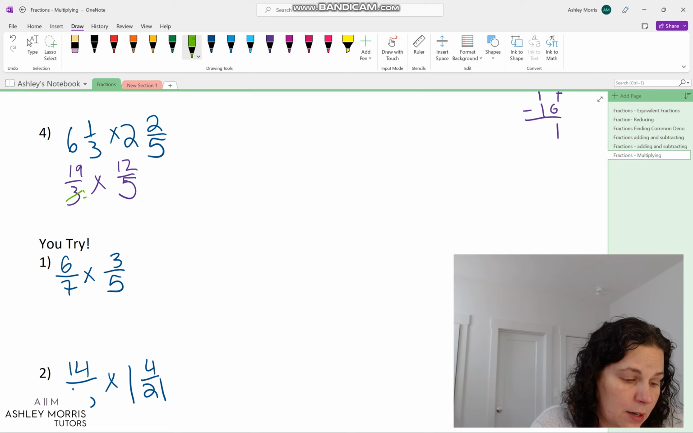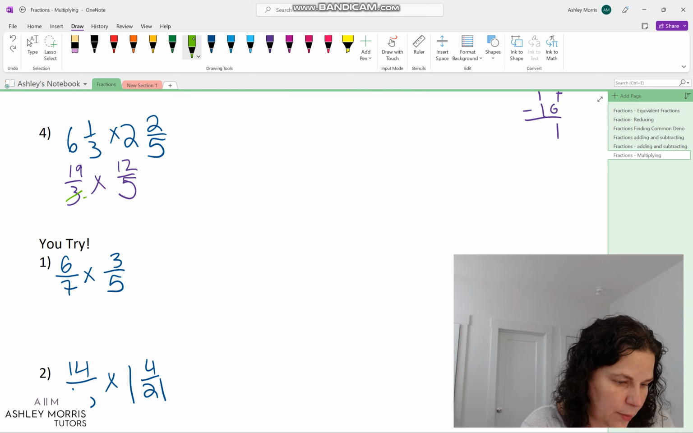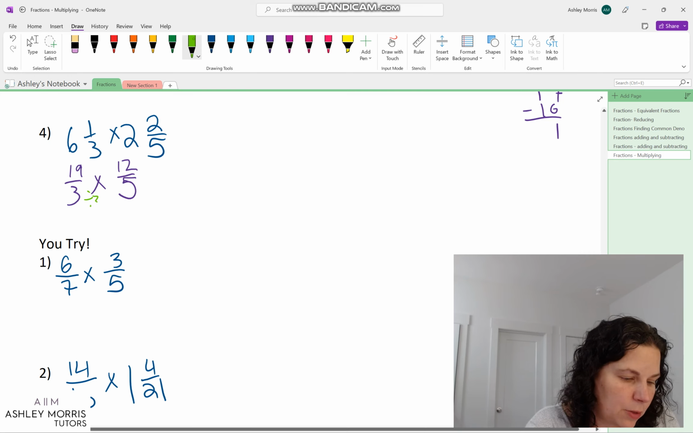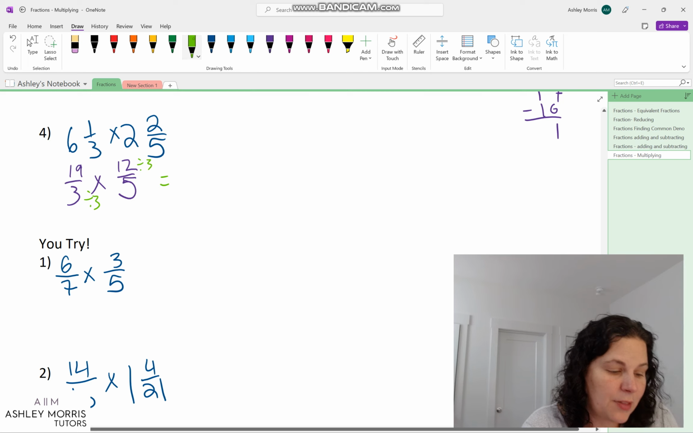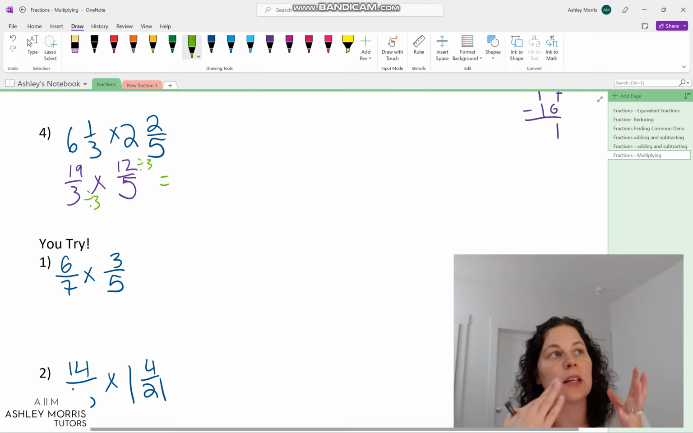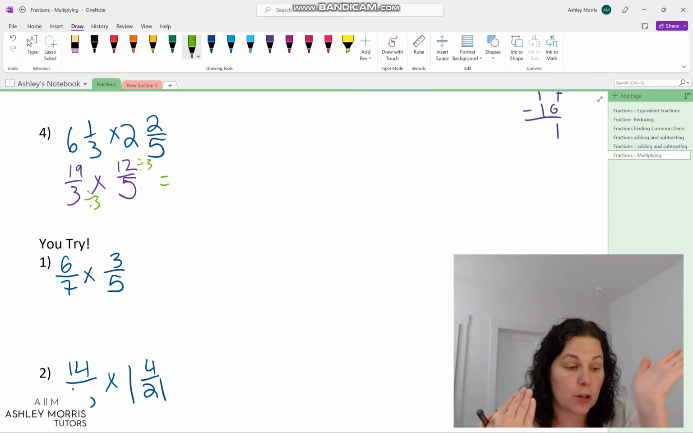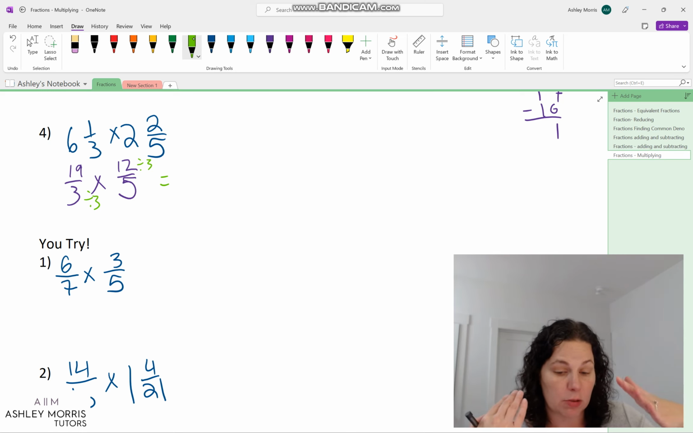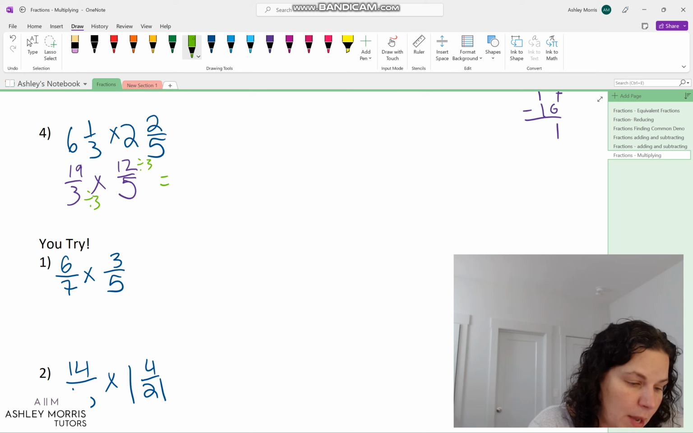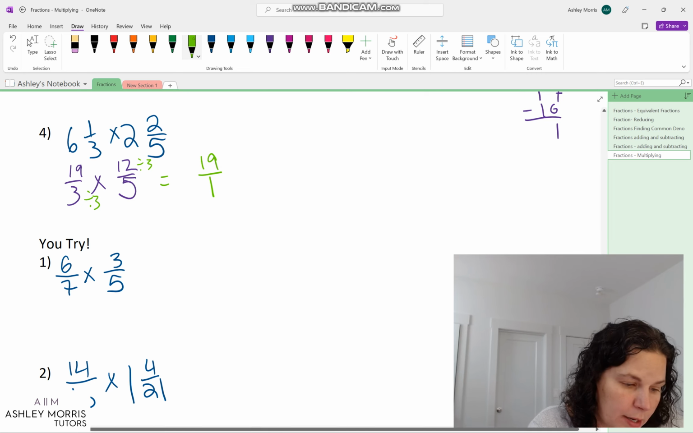3 divided by 3. I don't like how I wrote that. That looks confusing. Divide that by 3 and then divide this by 3. The 19 and the 5, you can reduce those numbers if possible. So you could go each way. You could go the 19 and the 5 and the 12 and the 3 if they both work. So that becomes 19 over 1 times 4 over 5.